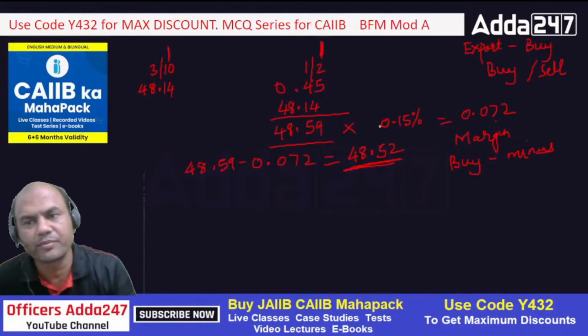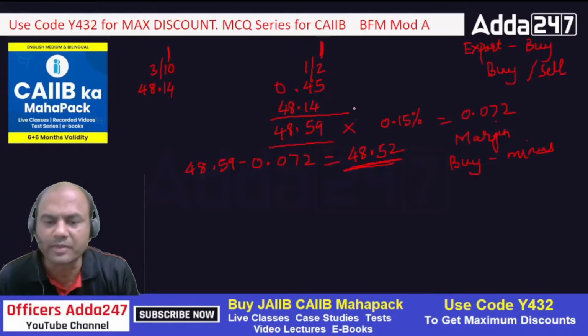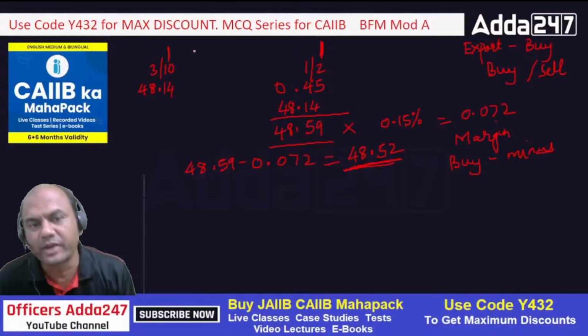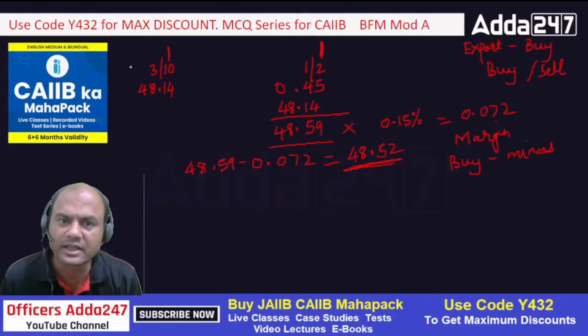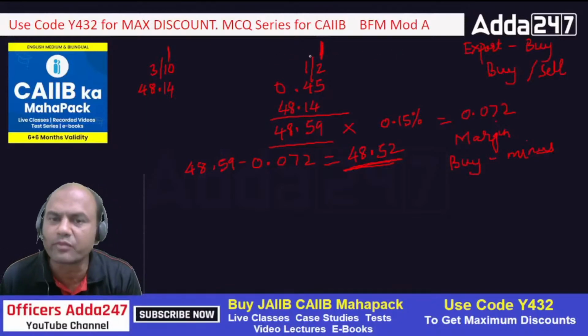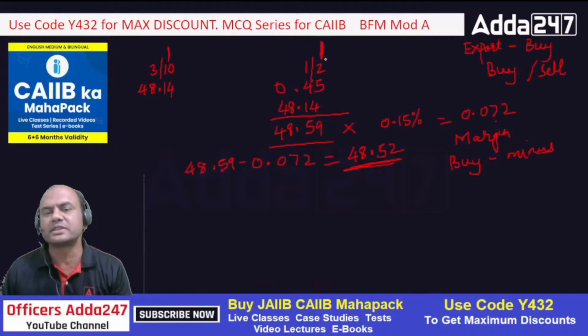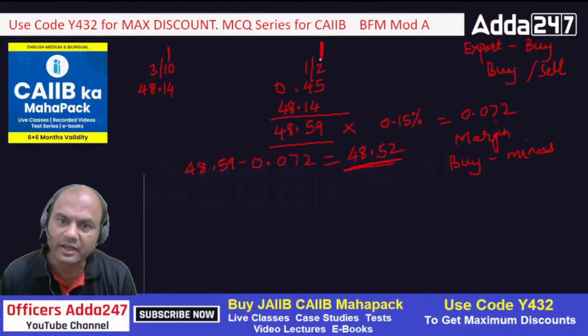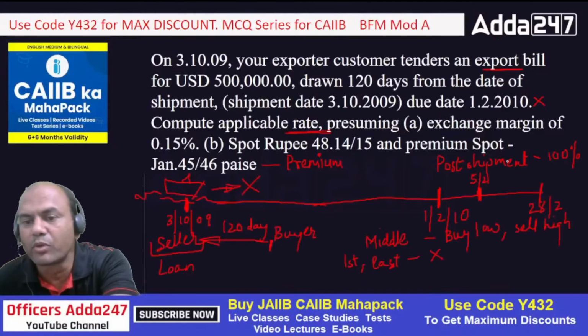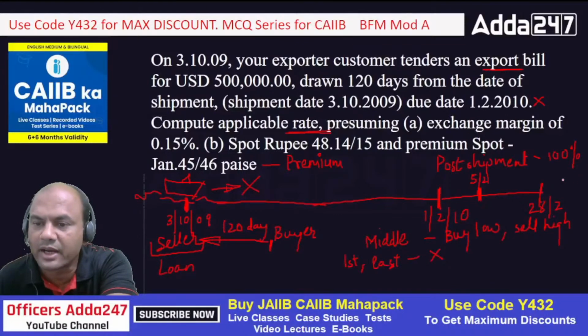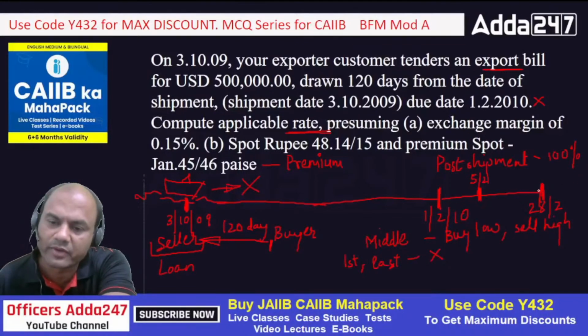Everyone got this problem? See here, I'll just summarize this because this is very important. First, calculate the days and the date. If this date is lying in the middle of the month, somewhere in between, not on the first or the last date, then use buy low sell high. In that case, you will be requiring both the rates, starting month and ending month.